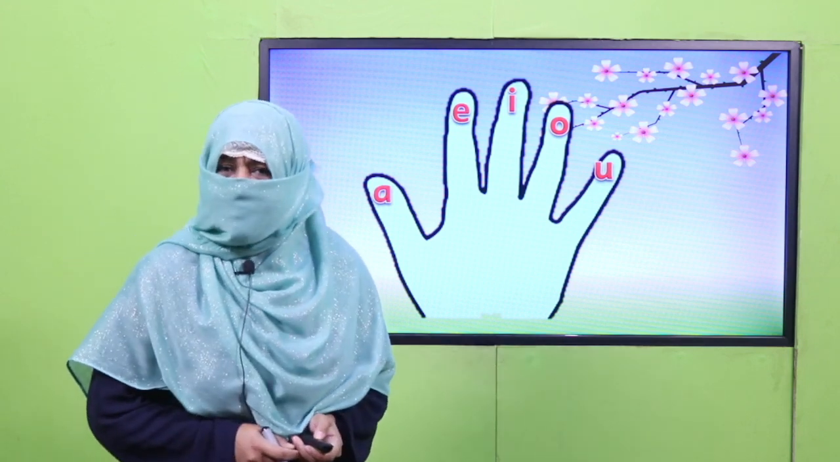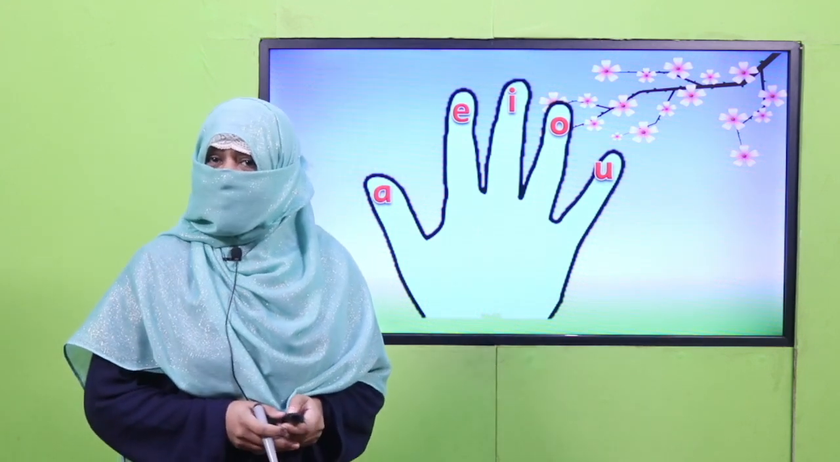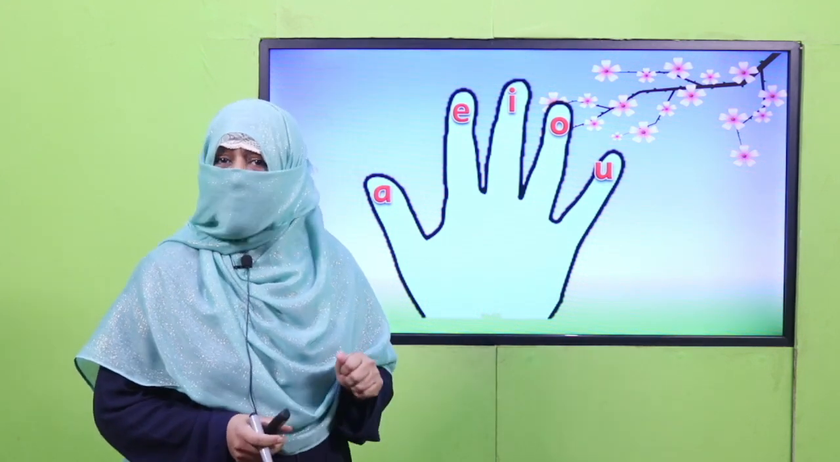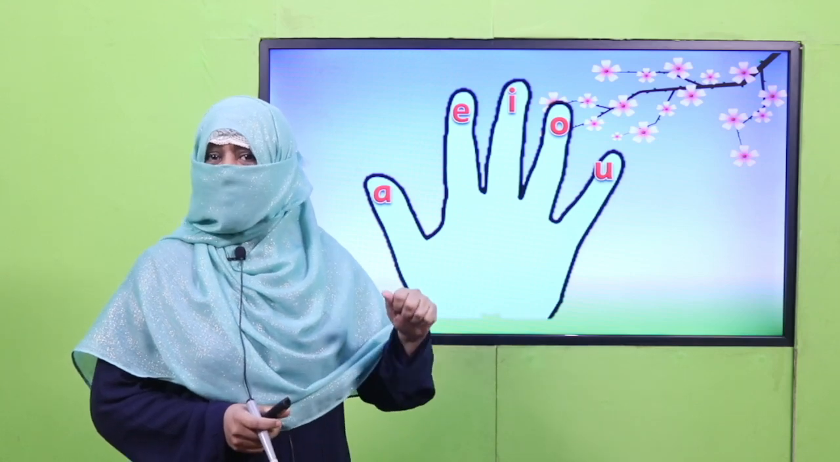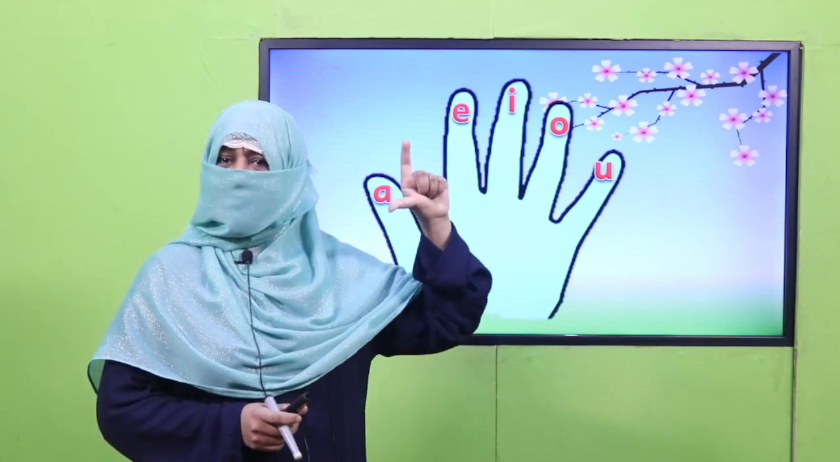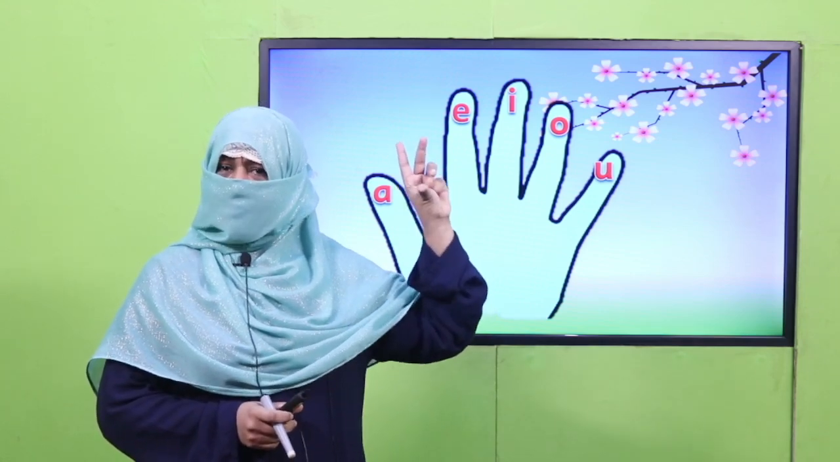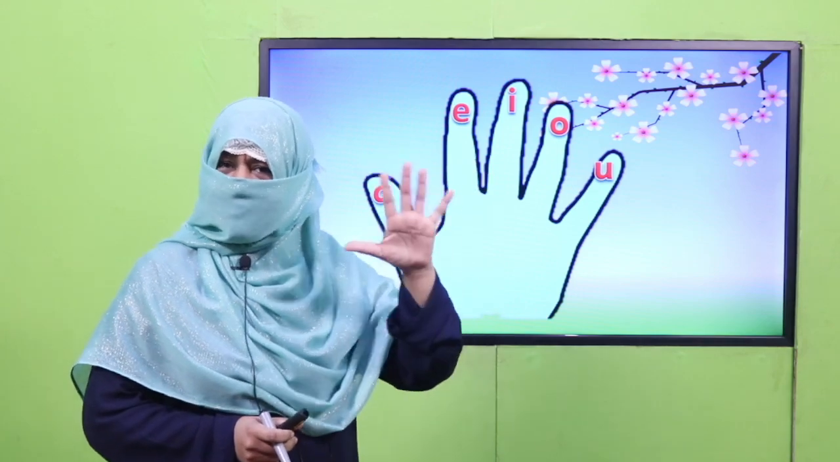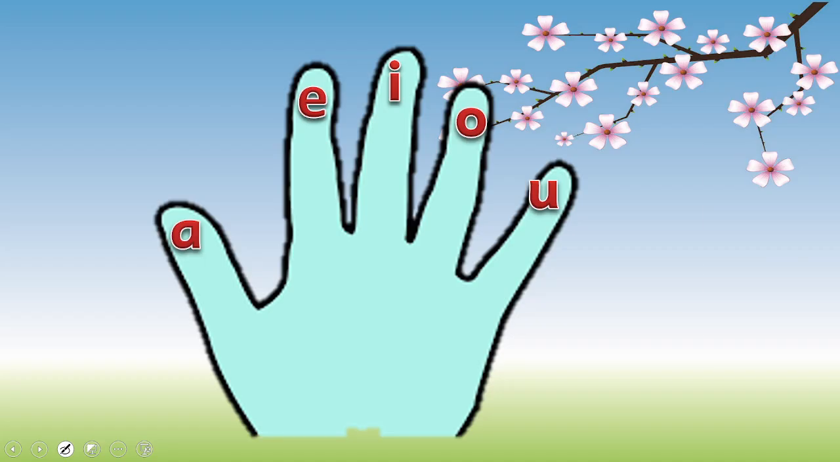Yes, my dear students. Did you do it? Now you know all the letters which are known as vowels. Yes, tell me once again. A, E, I, O, U. In this way, these are 5 vowel letters. All right, let's move on.